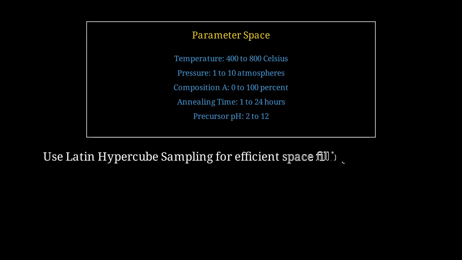Now, here's a key insight. Instead of a regular grid, which clusters points inefficiently, we use Latin hypercube sampling. This is a stratified sampling technique that ensures good coverage of the entire parameter space with fewer points. Latin hypercube sampling gives you n samples in d dimensions, where each parameter range is divided into n equally probable intervals, and exactly 1 sample is taken from each interval for each dimension.